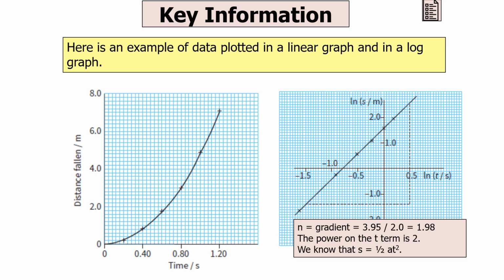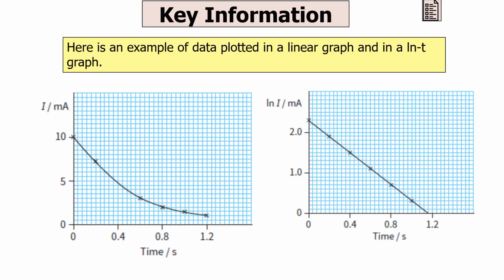It allows you to work out what the power will be, because we know the link is s is equal to 1/2 at squared. It's one of the SUVAT equations, but it proves mathematically that t is squared because the gradient of the line is equal to 2. Here is an example of data plotted in a linear graph and in a natural log time graph, as shown here.